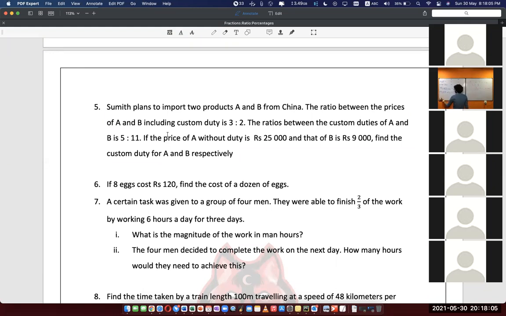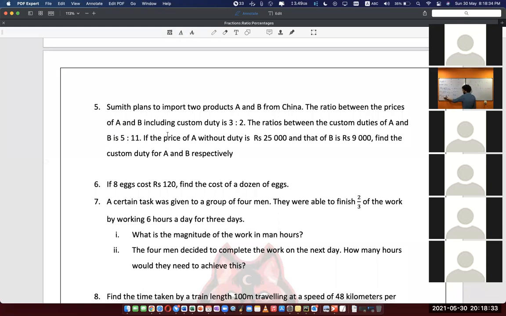Price including custom. So let's say price of A. So I write, let price of A be equal to 3x. Why did I take 3x? I could have taken x, right? Yes, you can take x, no problem. You will see why I took 3x.